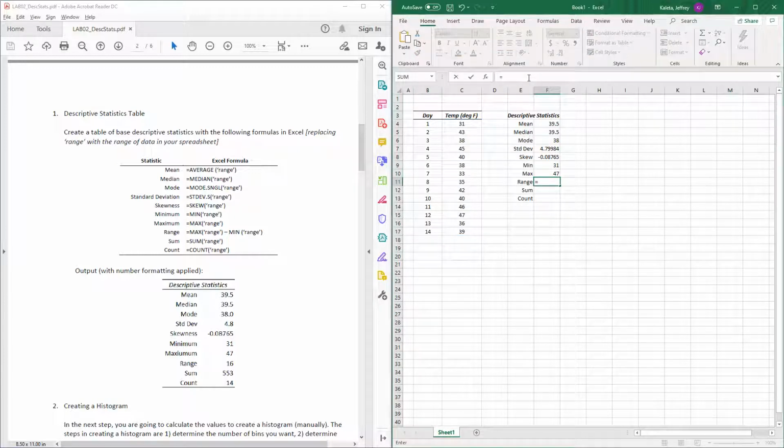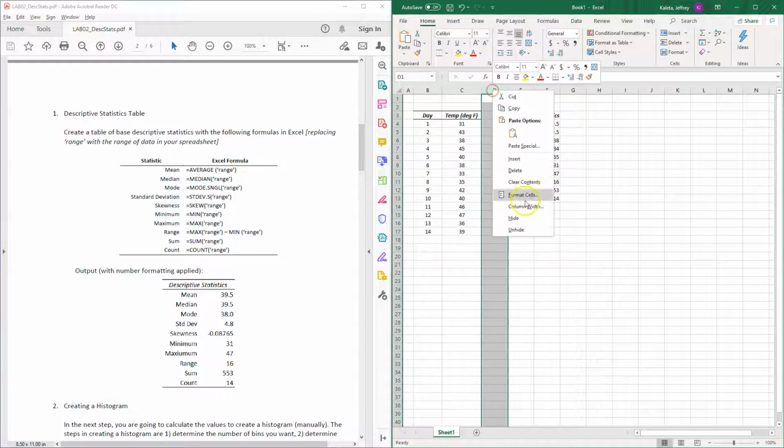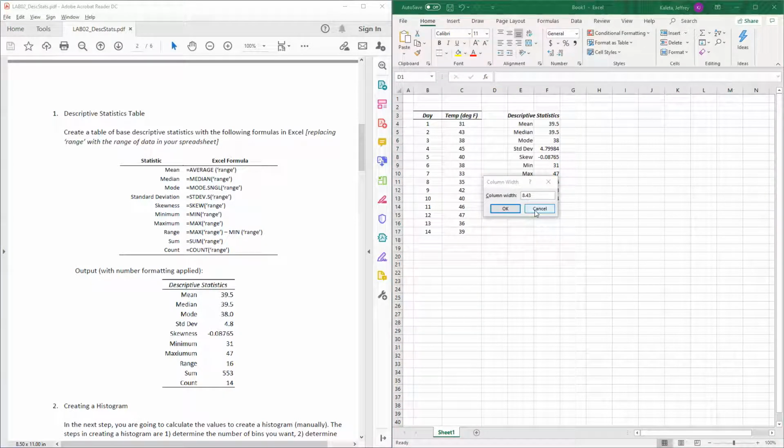And range is nothing more than the max minus the min, right? So now I want the sum, same range, and then the last thing is the count of that same range. All right, so those are actually my descriptive statistics. And I could take a look at these and provide you with some basic understanding of what's going on here.